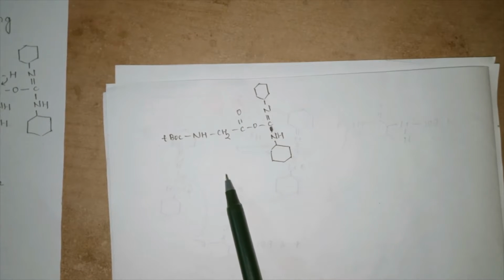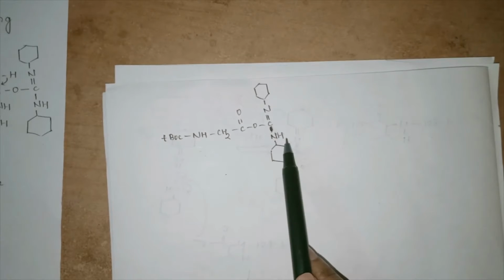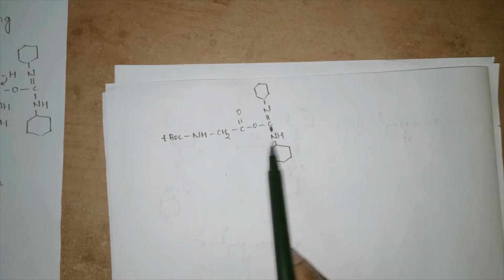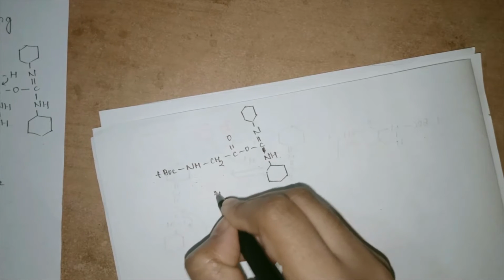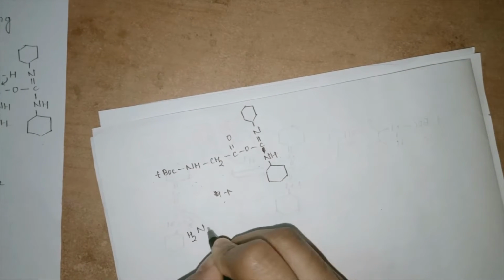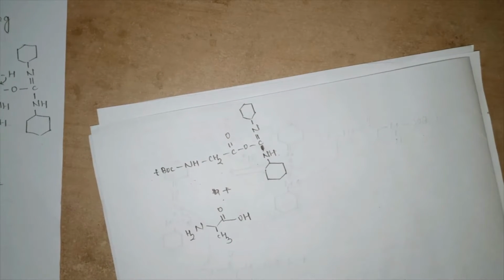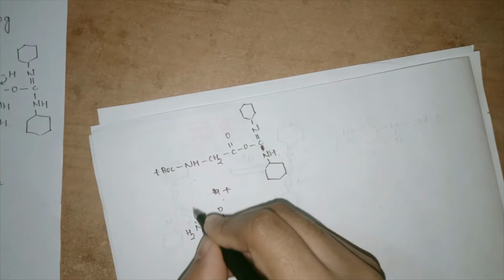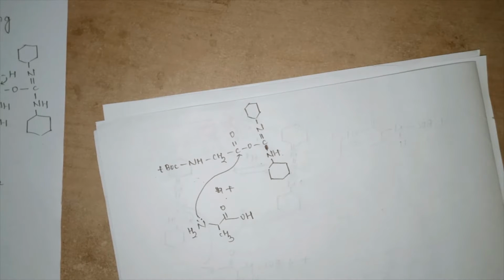The system that I have written here is an N protected and C activated glycine system. I took glycine and did its N terminal protection and C terminal activation. To this I will now be adding an alanine system. So what is my alanine system? CH3 COOH. This is an alanine system, a new amino acid that I have added to this particular system. Now there is a lone pair of electrons over here. Can this lone pair not attack the carbonyl carbon of this activated system? Definitely we can attack it.